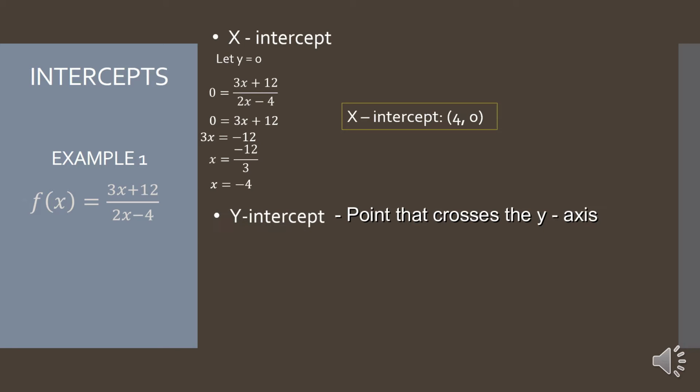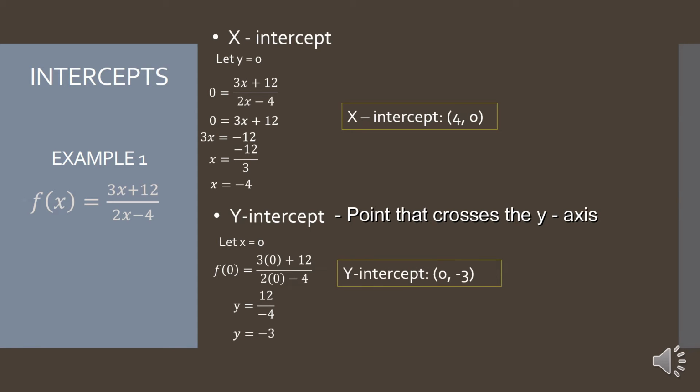For the y-intercept of the function, you need to let x equal to 0. So f of 0 is equal to 3 times 0 plus 12 divided by 2 times 0 minus 4. So y is equal to 12 divided by negative 4. Then y is equal to negative 3. Therefore, the y-intercept of the function is 0, negative 3 inside the parenthesis.